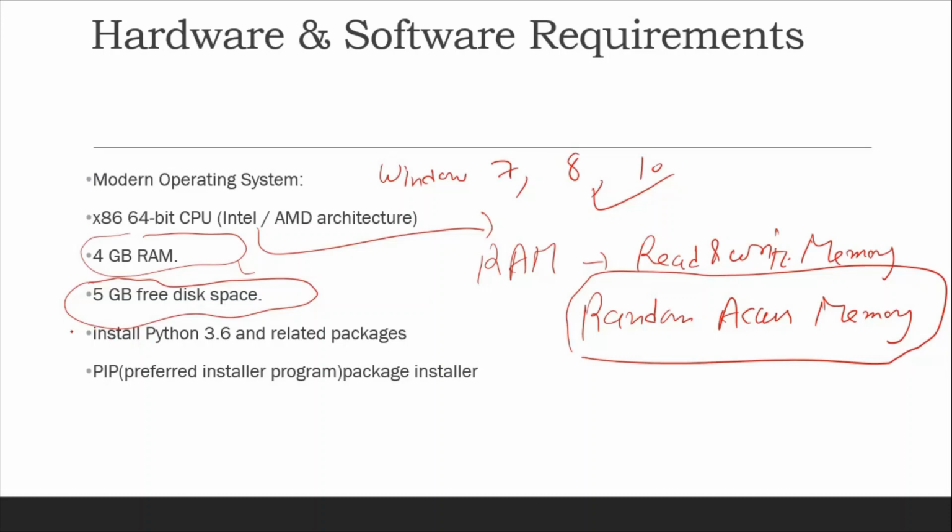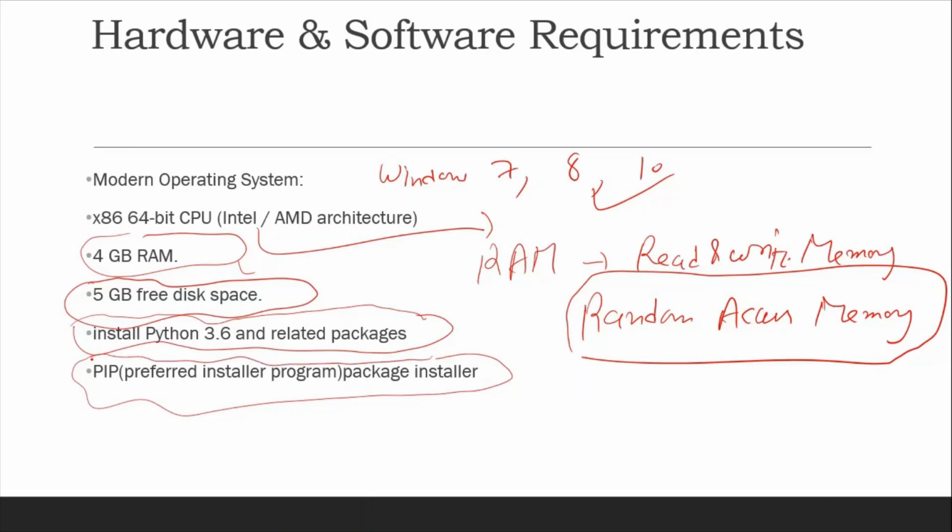Next is to install Python 3.6 and related packages. You need to download Python from the internet, and you can use pip, the preferred package installer program, to install other libraries that you want to use in your Python script. This is the hardware and software requirements that we can understand from this.